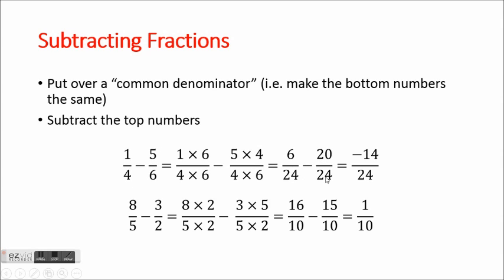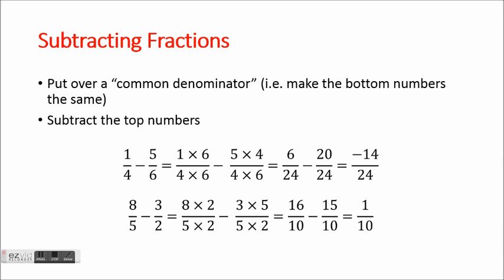Now because the bottom numbers are the same, that means we can subtract. So we have 6 minus 20 over 24, which is minus 14 over 24. So remember, when you're multiplying or dividing, you don't have to have the same number on the bottom. When you're adding or subtracting, you do. You have to get that common denominator.